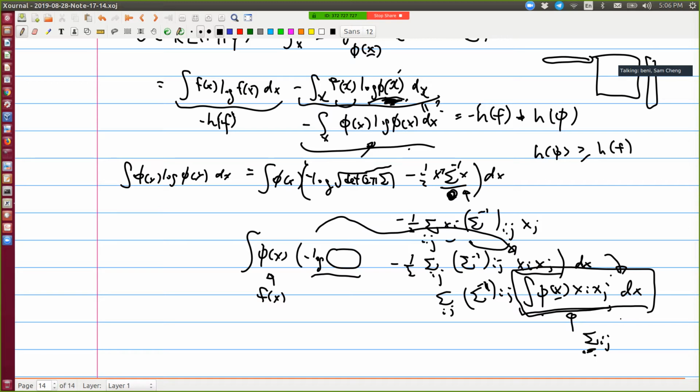Yeah, that's right. Yes, but then of course this is also equal to the integral of f x, x i, x j dx. Yeah, that's right, because they have the same covariance, right? So therefore, you can see for both of these terms here, I can swap this phi x with f x. It doesn't change anything. Eventually, for the whole thing, I can just switch this phi x into f x and it doesn't change anything.